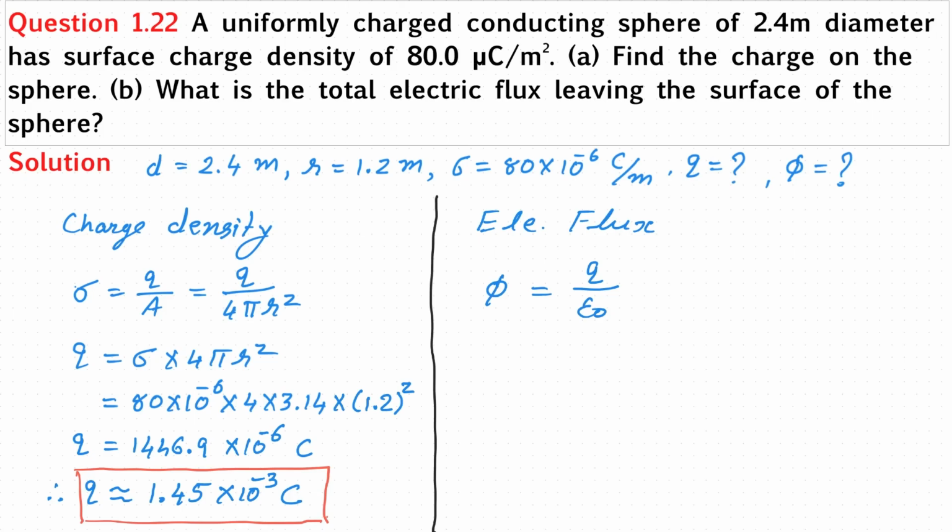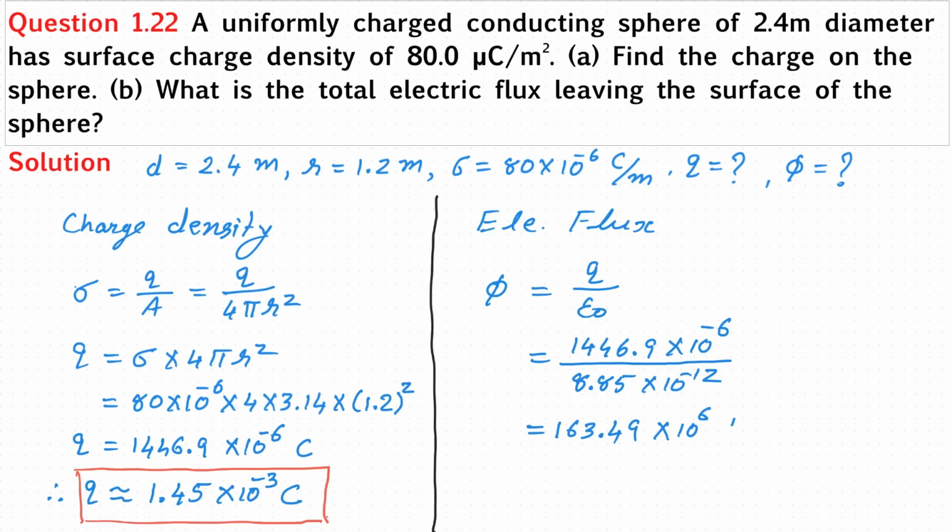Now that's very simple. We just need to put in the values. Here the exact value of q is 1446.9 into 10 raised to minus 6, and the value of epsilon 0 is 8.85 into 10 raised to minus 12. Solving this, we will get 163.49 into 10 raised to 6. This is the flux, so Newton meter square coulomb inverse is the unit.